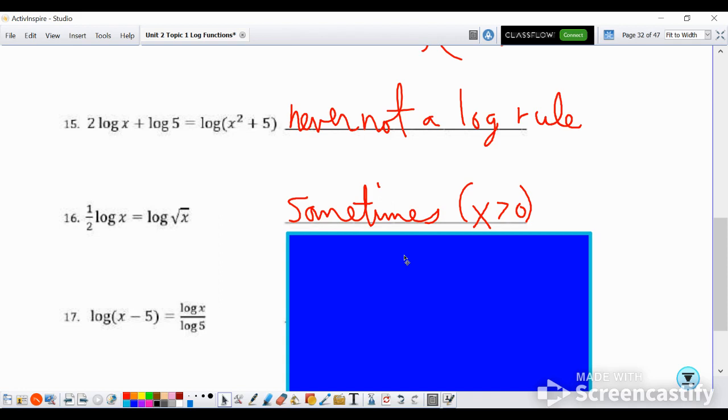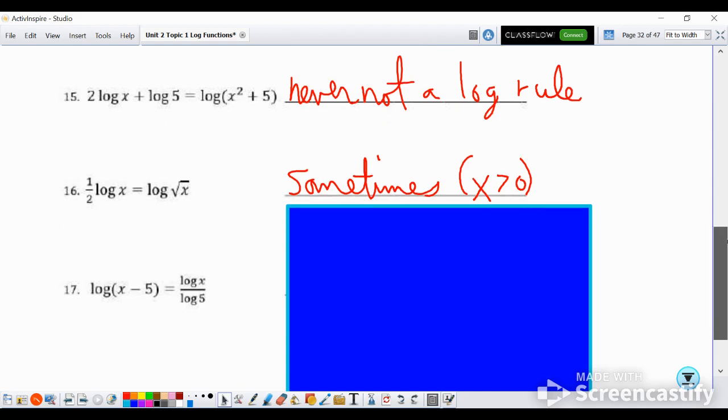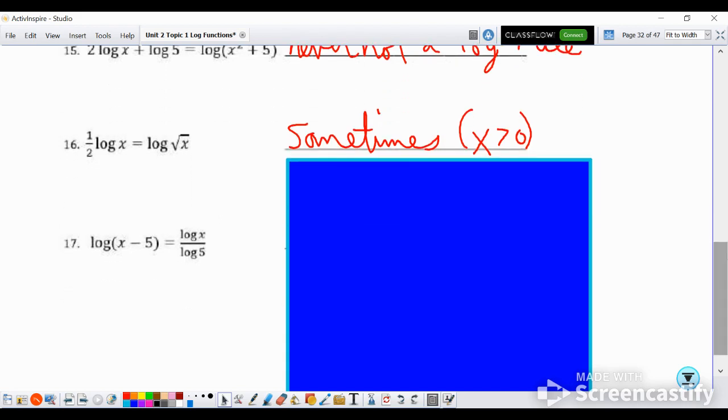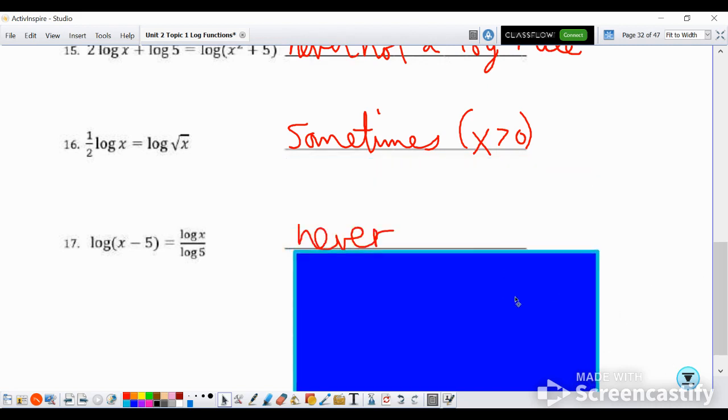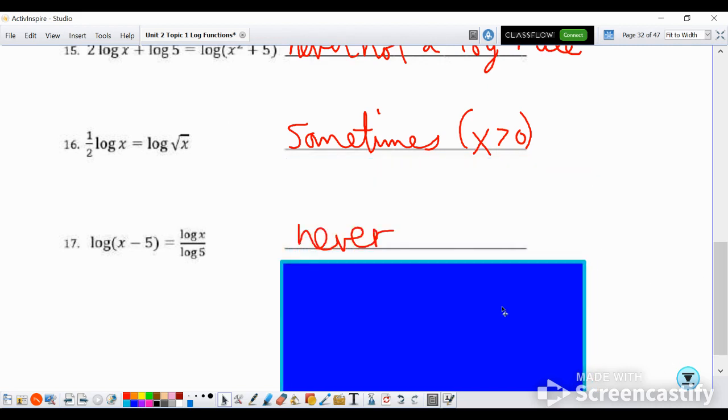The subtraction in 17 doesn't make sense. In order to change it to division, it would have had to be log of x minus log 5, and then that would have contracted to log of x over 5. 17 is not a rule, so that one is never.